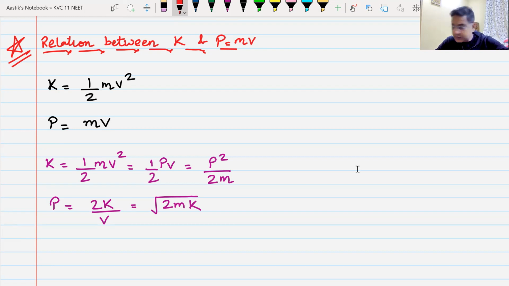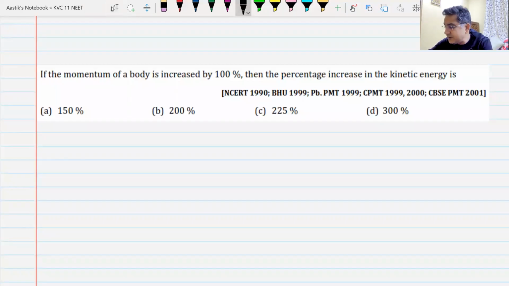So now, as you can see, there is always a question coming around the corner when you're talking about momentum and kinetic energy. And this is the question. As you can see, it has been repeated multiple times, and we expect that it can be repeated once again. If the momentum of a body increases by 100%, then the percentage increase in kinetic energy would be how much? I'll give you 1 minute to solve it.